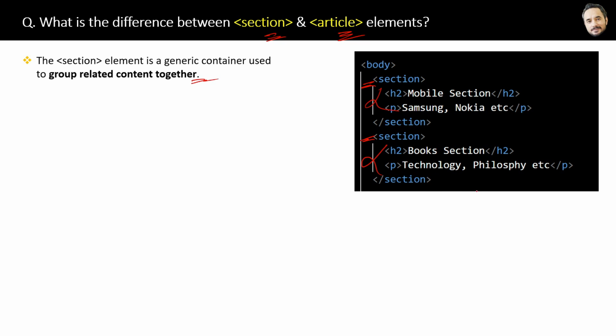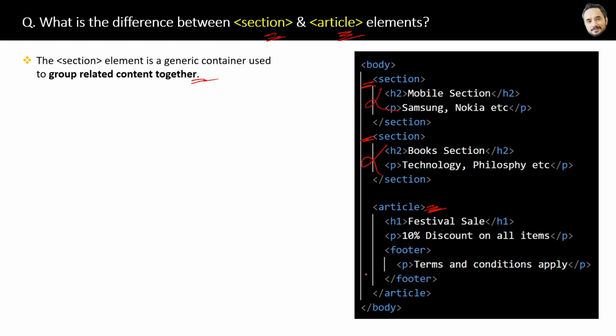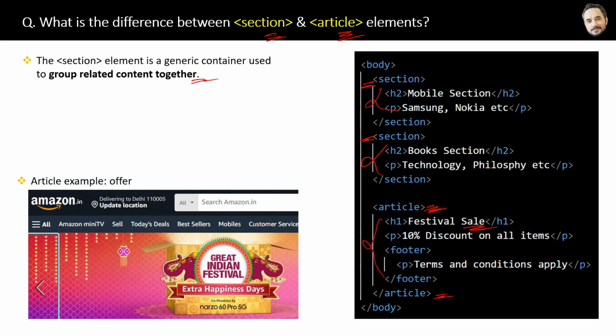That is how a section can work. Similarly, we can have many more sections for many products on a web page, right? But if you now see the code of an article, then it looks something different. It looks like an offer or banner of sale, right? For example, here on Amazon, the offer banner at the top of the web page above the product section. So this is an article. This is an article which is unique and different from sections.